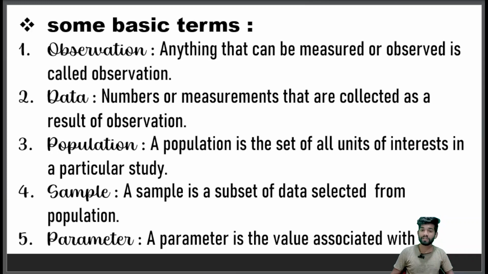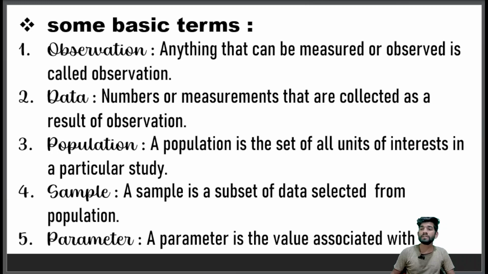Then some basic terms in statistics. Here we can see the definitions of everything. First is observation. Anything that can be measured or observed is called observation. Then the second one is data: the number of measurements that are collected as a result of observation. Firstly, we observe, and what we collect as a result of observation is called data.